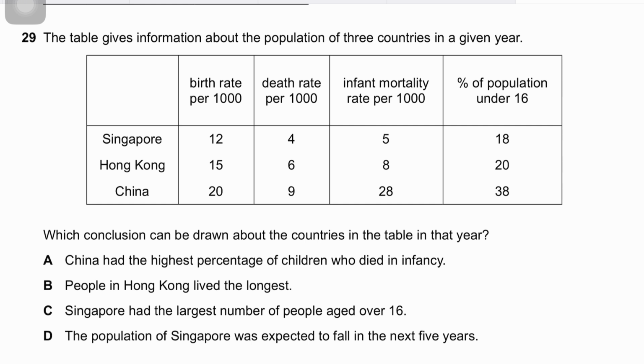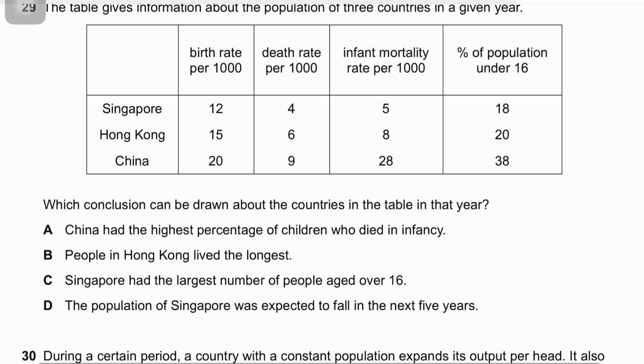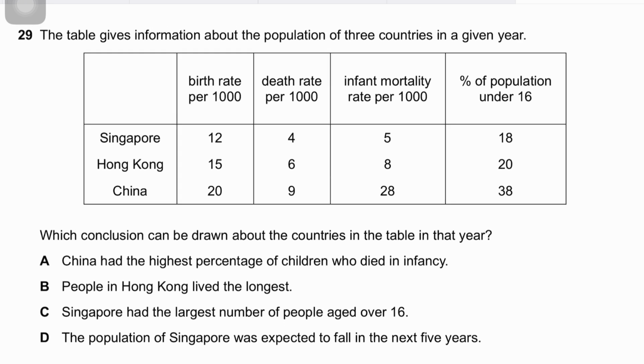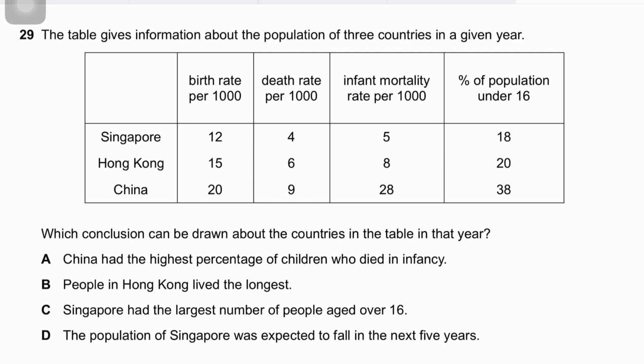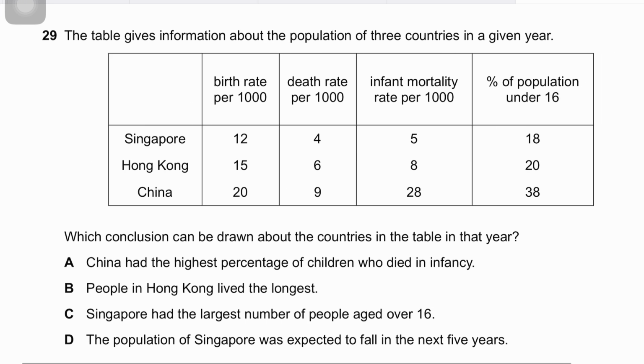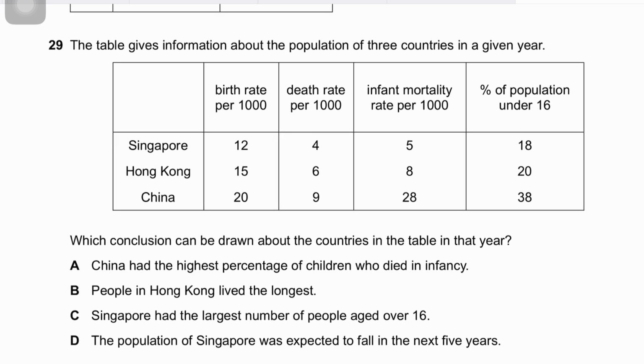And option C is saying Singapore had the largest number of people aged over 16. Now, the percentage of the population that is under 16 is given in the table, but we don't really have the total population. So we can't determine the absolute number of people over 16, because the option says Singapore had the largest number of people over 16. We can't really determine that, right?